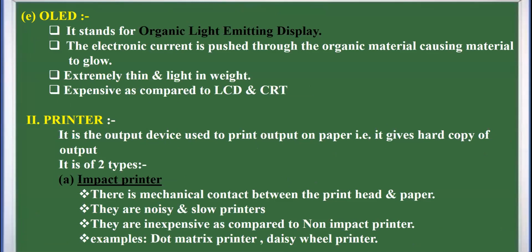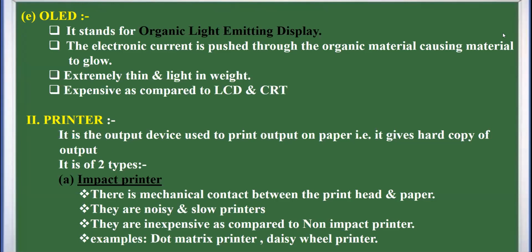Next and the last type of monitor is OLED. OLED stands for Organic Light Emitting Display. Sometimes you can have such questions. What does letter L in OLED stand for? You can have individual full form also. L for light, E for emitting, D for display, O for organic. All right, clear?